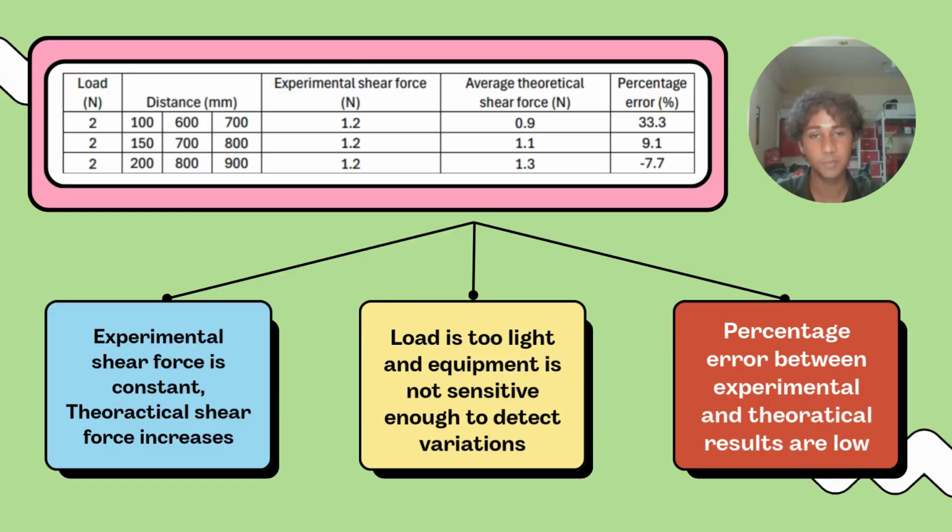The experimental shear force could be constant due to the equipment not being sensitive enough to detect the small variations in the shear force, or the load that we used of only 2 newtons was too light to detect the variations. The percentage error between the experimental shear force and the average theoretical shear force are quite low, with the lowest being in the second set of only 9.1%.